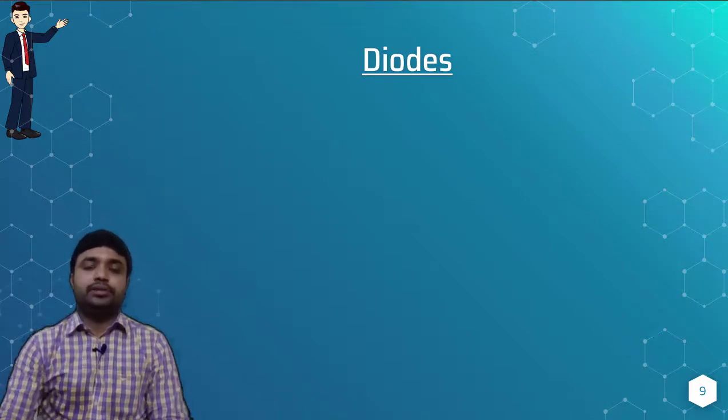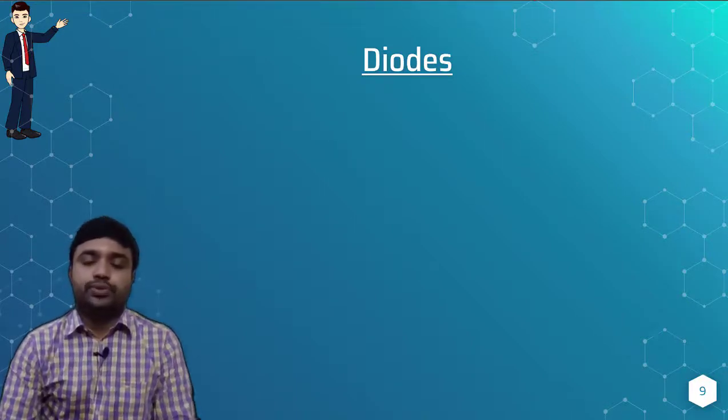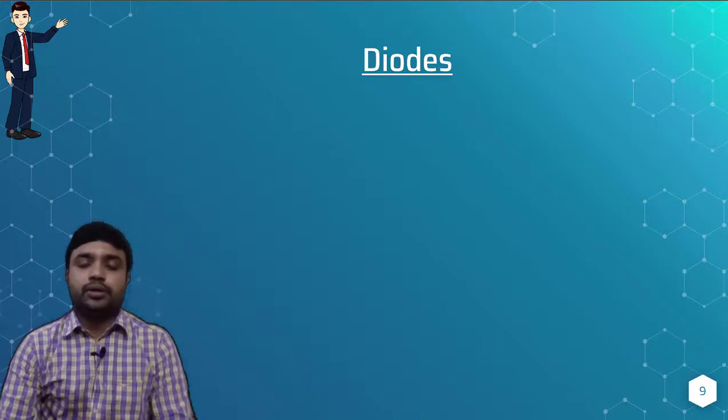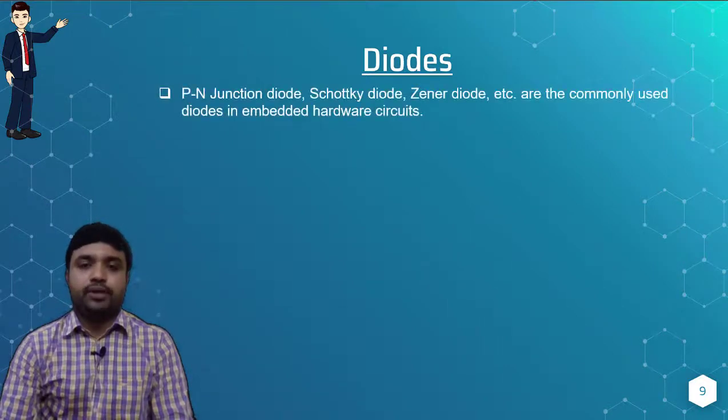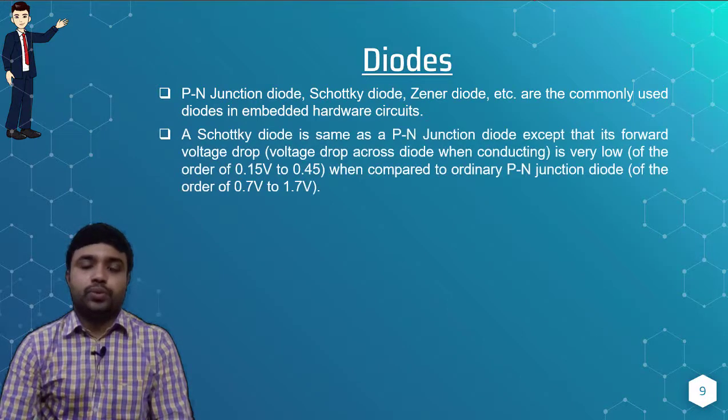Basically, a diode is considered to be a device which is going to be operated as a switch. PN junction diode, Schottky diode, Zener diode, etc. are the commonly used diodes in embedded hardware circuits. When compared with the Schottky diode, the PN junction diode is considered to be not that efficient. Why? Because of the voltage drop across the diode during the conduction time.